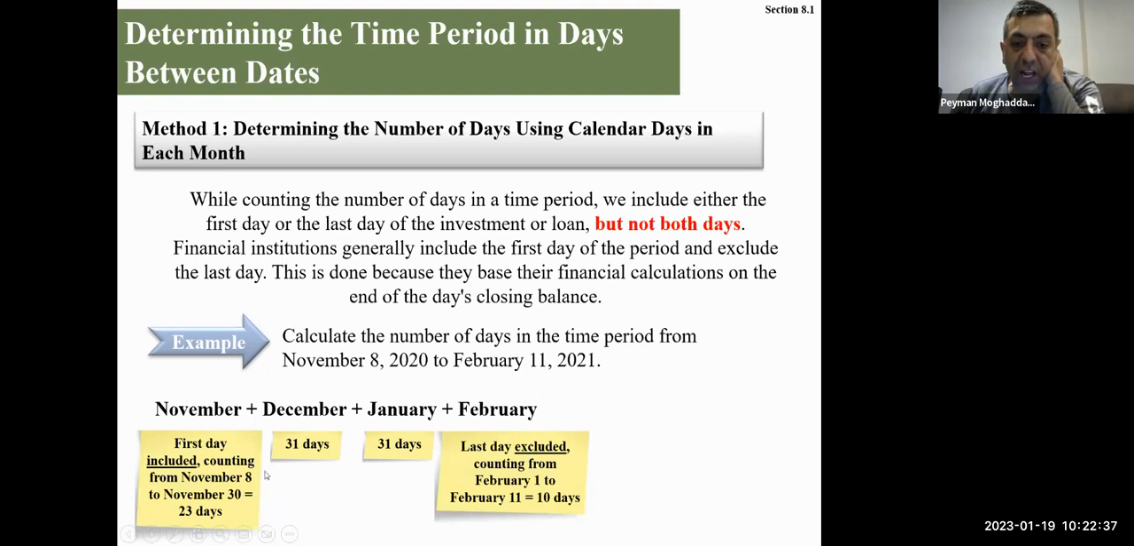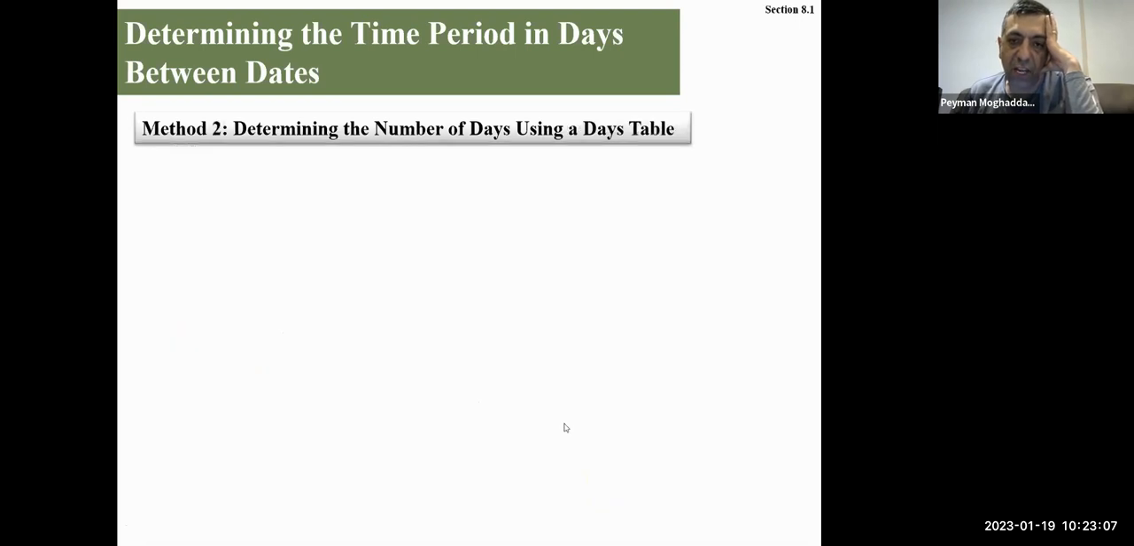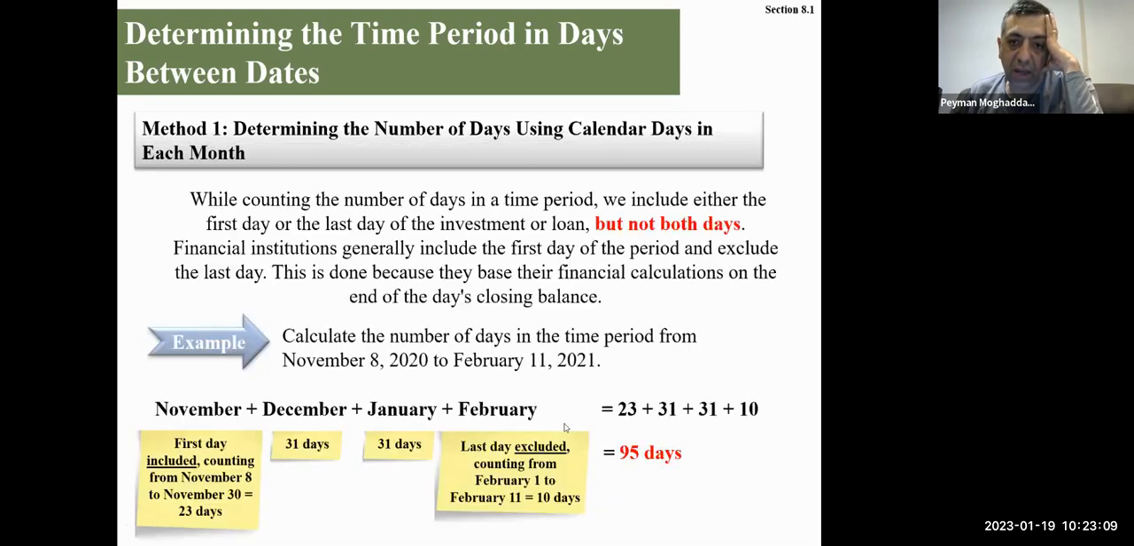So basically, this is how we calculate it. From November 8 to the end of November, it's going to be 30 minus 8 plus 1, because we include the first day. It's 23 days. December 31 days, January 31 days. February is going to be 11 minus 1, 10 days, and we stick with those 10 days, since we exclude the last day. So it's going to be February 1, 2, 3, 4, 5, 6, 7 to 10, not 11 itself. So the total number is going to be 95 days, and that's the number of days.